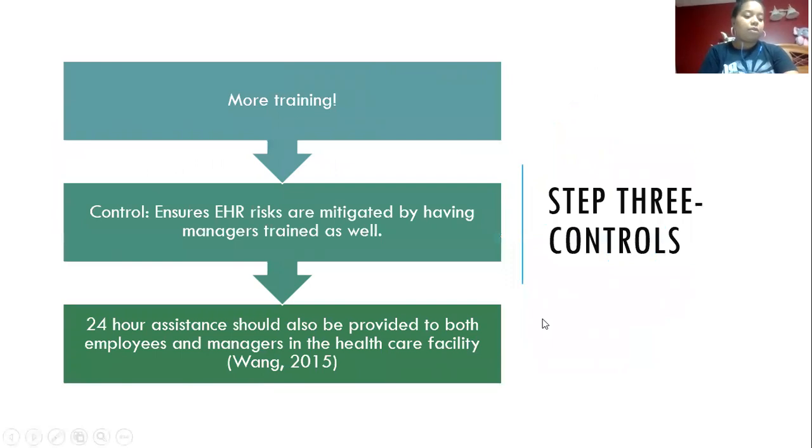The third step is to apply controls. Just as employees need training, managers need training as well. A control to ensure EHR risks are mitigated is that managers should receive training from the creators of the EHR software. The creators should also provide 24/7 assistance in case the managers or even the employees run into any problems.